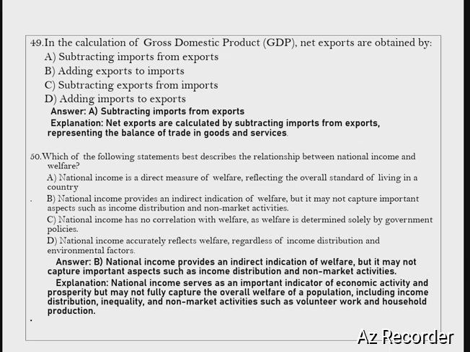Correct answer is option B. Its explanation: national income serves as an important indicator of economic activity and prosperity, but may not fully capture the overall welfare of a population, including income distribution, inequality, and non-market activities such as volunteer work and household production.